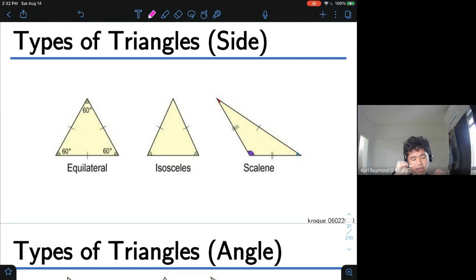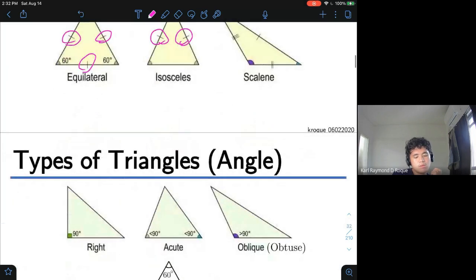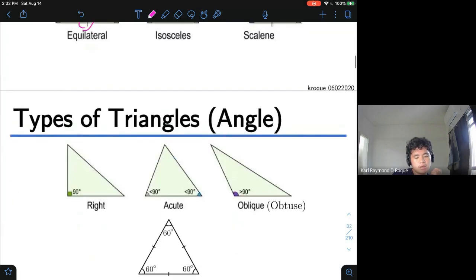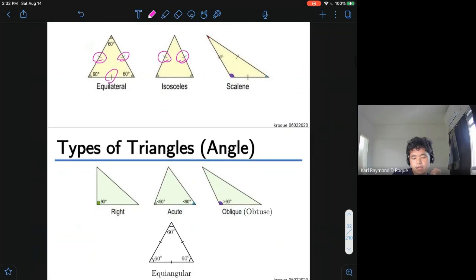First is by the sides. Equilateral: congruent lengths of sides. Isosceles: two sides are congruent. Scalene: none. And they also imply the types of their angles. So, isosceles, two angles are the same. Equilateral, all angles are the same. Scalene, all angles have different measures.